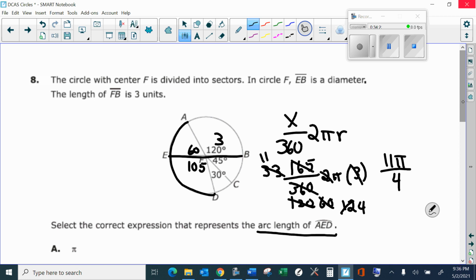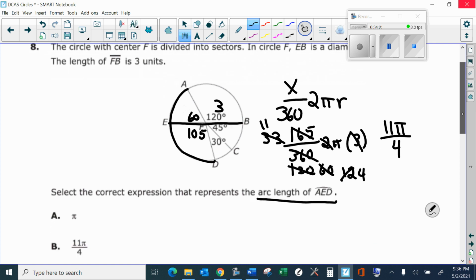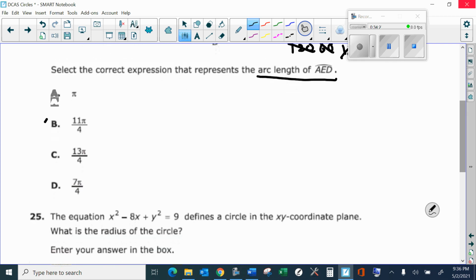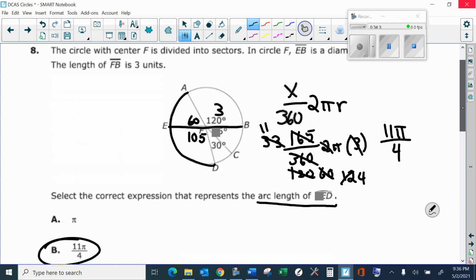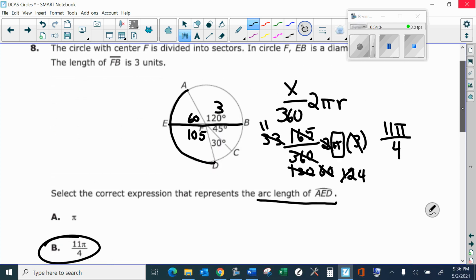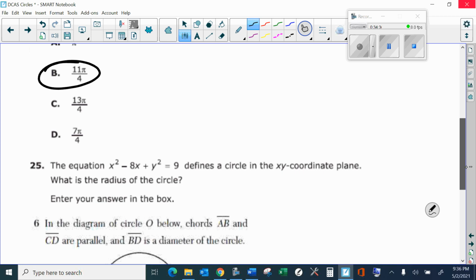Now, of course, you could have typed all that in a calculator. I'm doing it with my brain, 11 pi over 4, and there's that answer. Remember, when you play in the calculator, you leave pi out of it. Pi stays out of your calculator. You do all the other calculations. Okay, pi is in the answer.